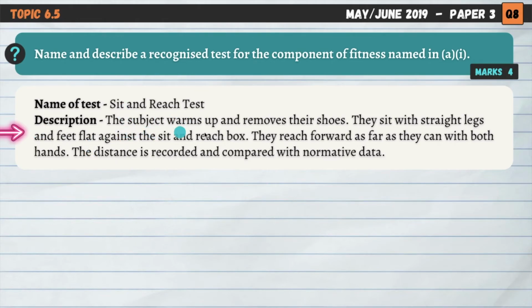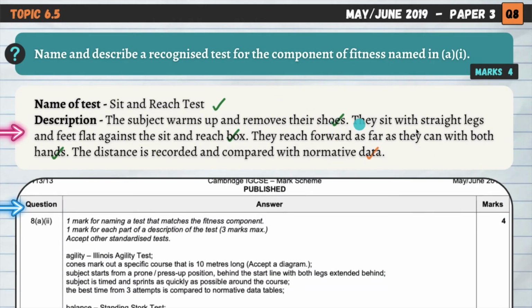So the subject warms up and removes their shoes. That's 1 mark there already. They sit with straight legs.